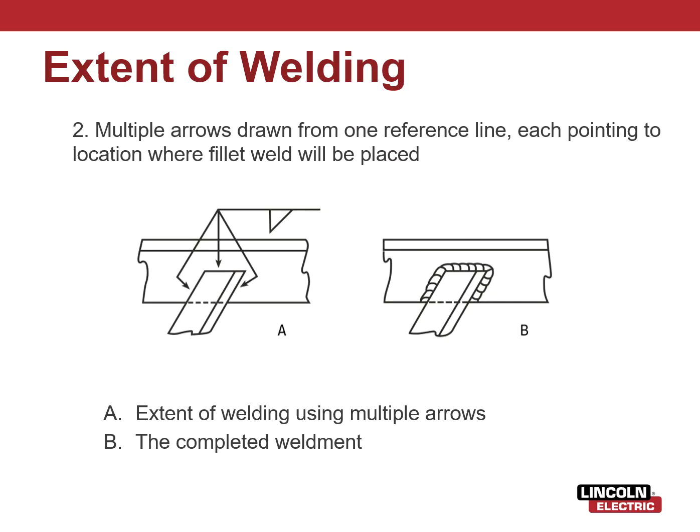Multiple arrows can be drawn from one reference line, each pointing to the location of a fillet weld. So this is another way. Maybe you're welding 3 of 4 sides of square tubing and you don't want to use the weld all around symbol. So you're denoting this side and this side all get this weld.